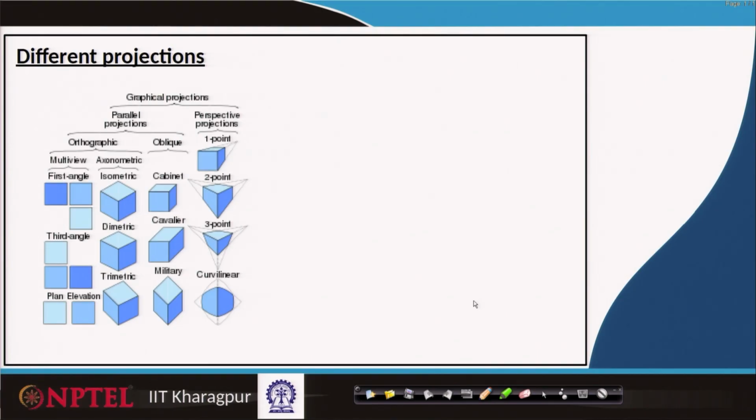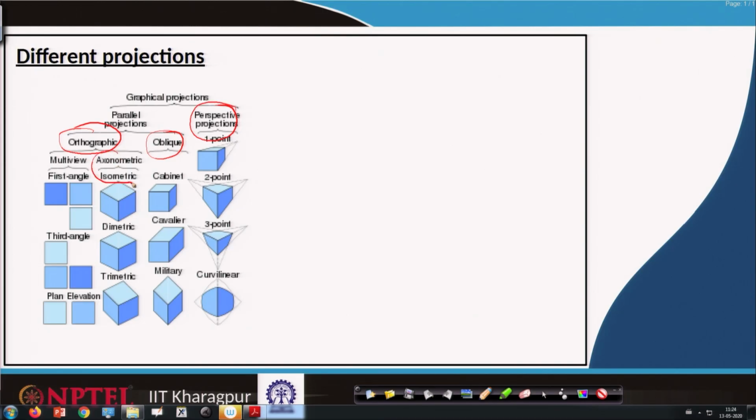So, in the last class we have seen different kinds of projection techniques, namely parallel projections and perspective projections. In that we noted orthographic projections, oblique projections and perspective projections, where we went into detail on axonometric projections, which are part of orthographic projections. In that we tried to learn about isometric, diametric and trimetric projections.